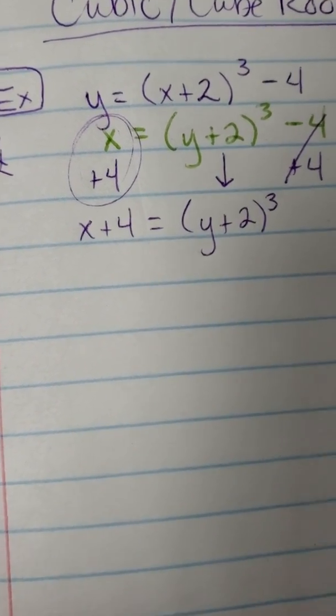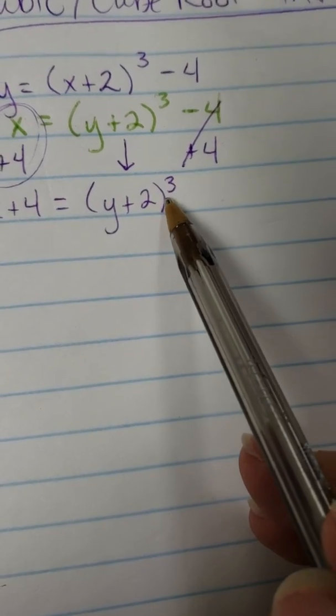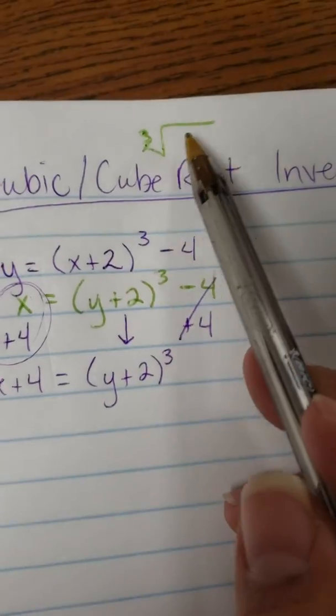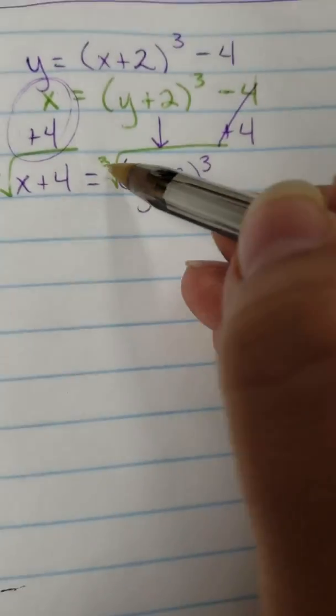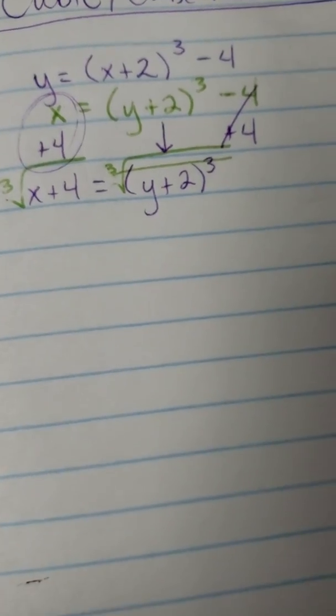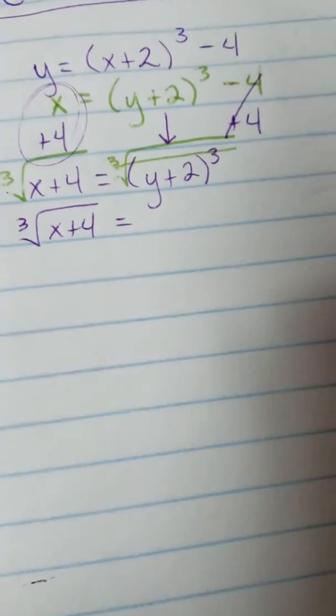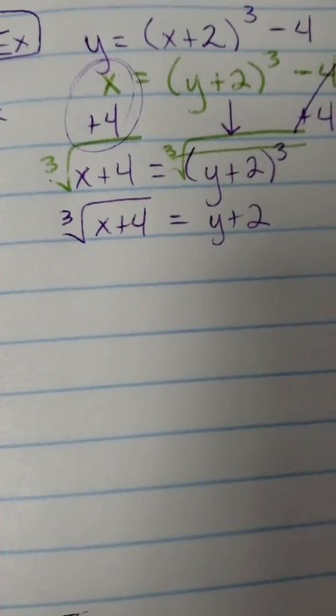Okay. Now the next step is to get rid of the little 3. So again, like I mentioned before, the inverse of cubic is this symbol right here, cube root. So we're going to go ahead and cube root both sides. We're going to put that root here and also here, like so. And that gets rid of this piece right here, and we just bring everything down. So this is going to be the cube root of x plus 4 is equal to y plus 2. Okay, and we're almost done.